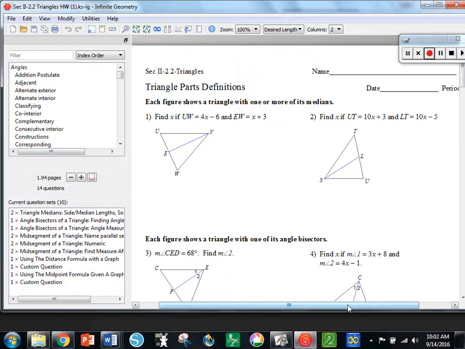So I doubled this one, right? And I got 2x plus 6, so I doubled it. And I said it's equal to the whole, which is 4x minus 6. Is that okay? Yeah. Okay, let's move to the next one. So that's number 1, this is number 2. You see right here, half or whole? That's the whole. LT is the half. So what do we have to do with the half? Double it. So 2 times, how big is it? 10x minus 5. So 2 times the piece, the half, equals the whole, which is how big is the whole?